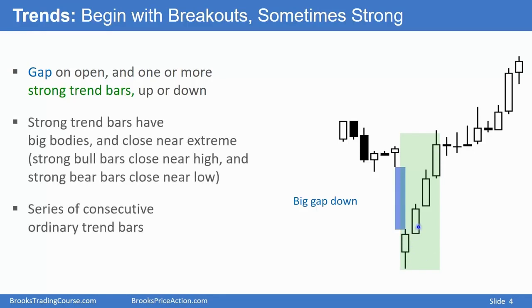A series of bull trend bars, good-sized bodies closing in their upper halves. Here they're closing near their highs. And it could be one bar, it could be many bars. We gap down, which is a bear breakout, and then we reverse up, a bull breakout. This is a very strong breakout, very strong bull bars. No tails on the bottom, closes on the high, very small tails on top.